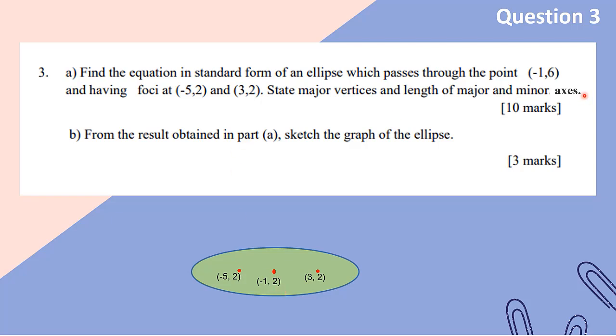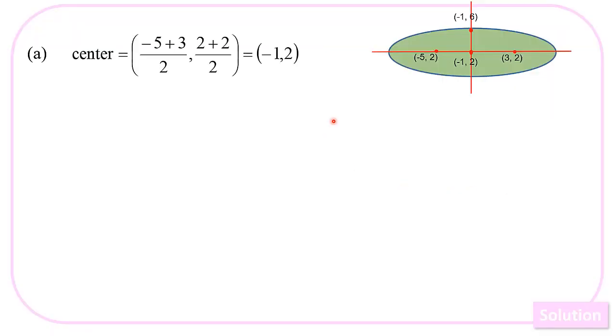And then the ellipse passes through point (-1, 6). The point (-1, 6) is above the point (-1, 2). So from this diagram, clearly we can see that y equal to 2 is the major axis and x equal to -1 is the minor axis. So let's look at the solution.